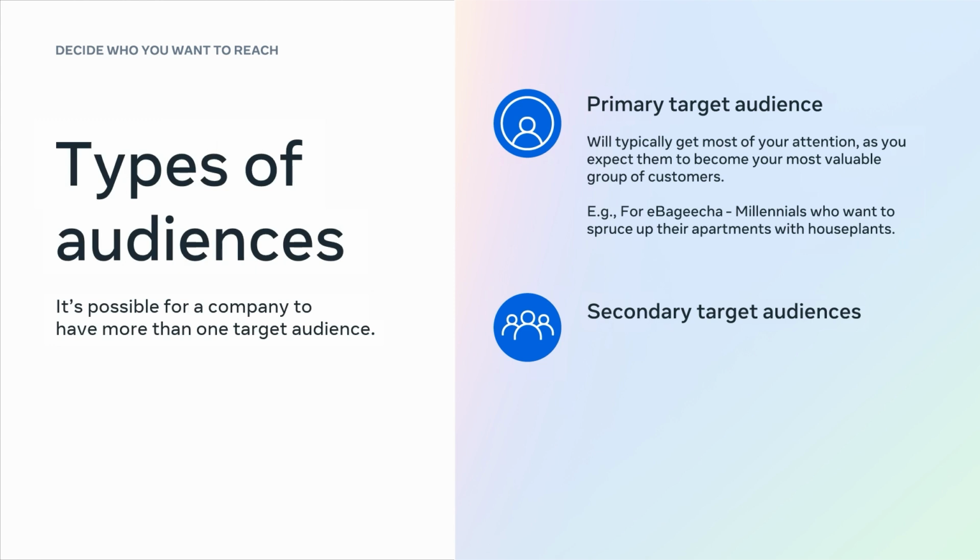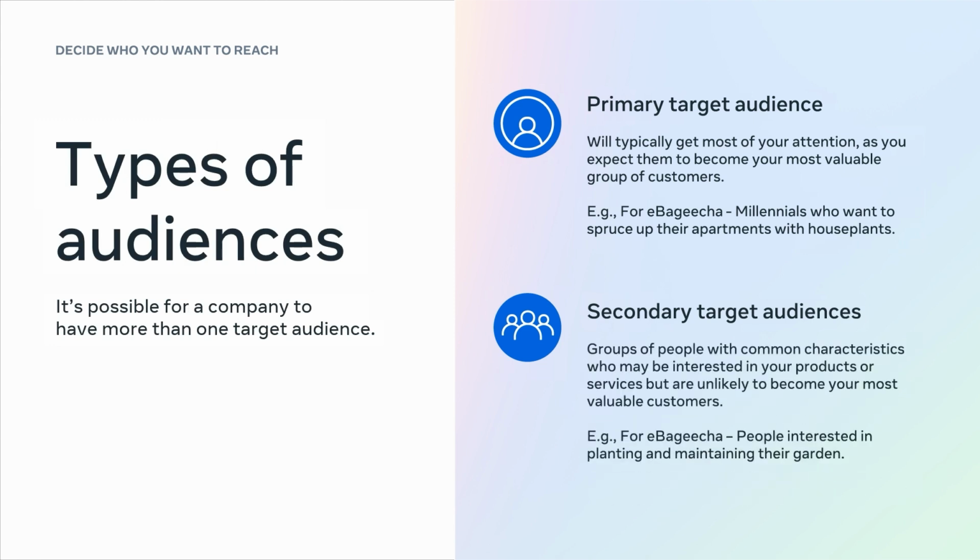Who would be a secondary target audience? These will be the group of people with common characteristics who may be interested in your products or services but are unlikely to become your most valuable customers at this point of time. They may become your customers 2 months down the line, 6 months down the line, after having gone through your creatives and your services. For example, in the case of eBagicha, people who are interested in planting as well as maintaining their garden would be the secondary target audience. They may not necessarily buy products from you instantly, but over a period of time, once they have generated enough trust in your brand, they can become your customers.